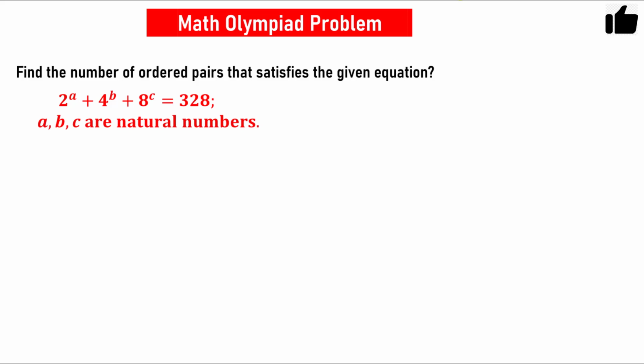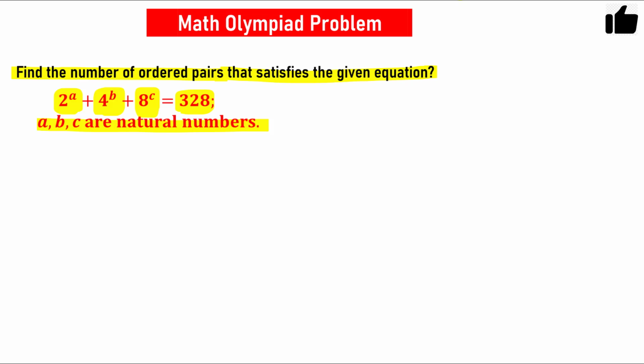Hello friends, in this problem you have to find the number of ordered pairs that satisfy this given equation. An equation is given: 2 raised to the power a plus 4 raised to the power b plus 8 raised to the power c equals 328. In this case a, b, c are unknowns, so you have to find the ordered pair of a, b and c. It is also given that a, b, c are natural numbers.